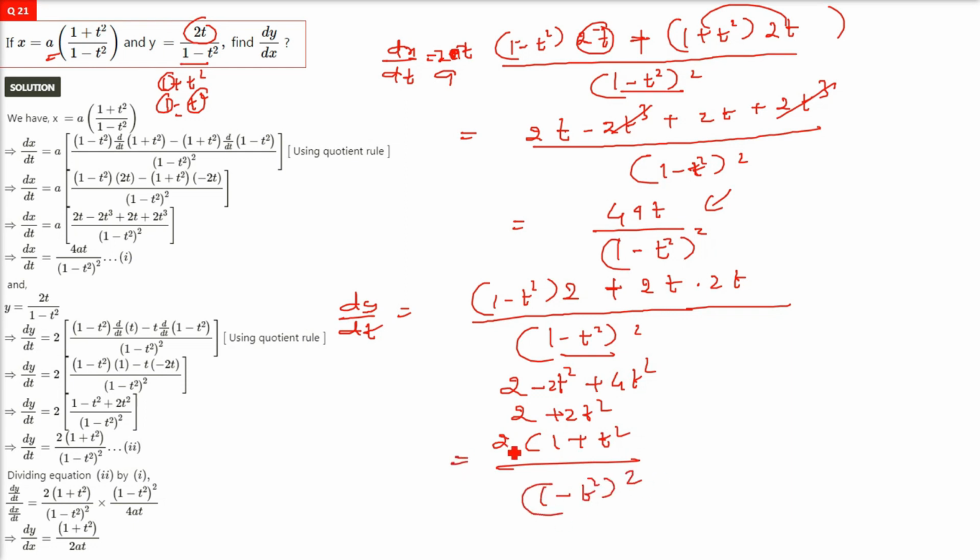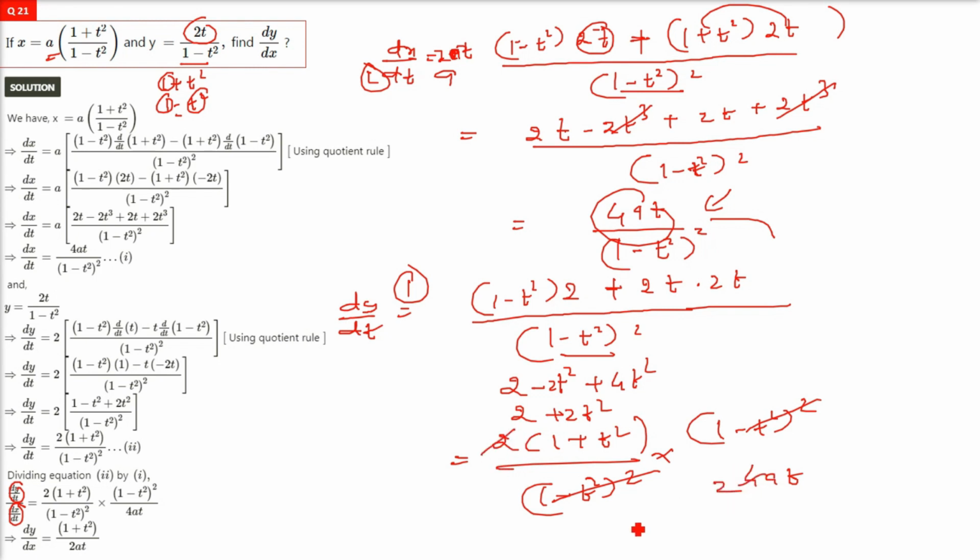So I told you this dy by dt divided by dx by dt will be dy by dx. So you have to divide 1 by 2. So I'm just taking this and putting it in the denominator. So it will go up, (1 minus t square) whole square, and 4at will come down. Now this (1 minus t square) whole square and this (1 minus t square) whole square get cancelled. And this 2, you can cancel with 4, so 2a. So 1 plus t square in the denominator, you will get 2at. Okay, this is your answer.